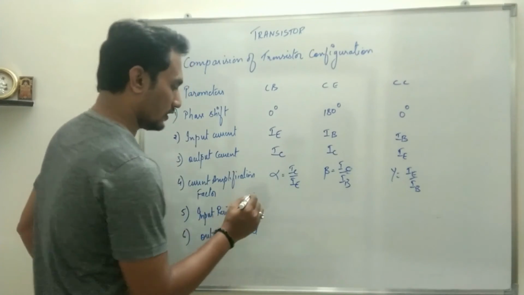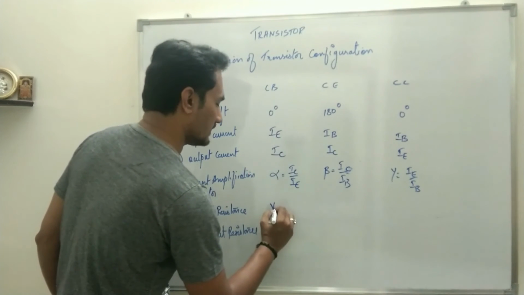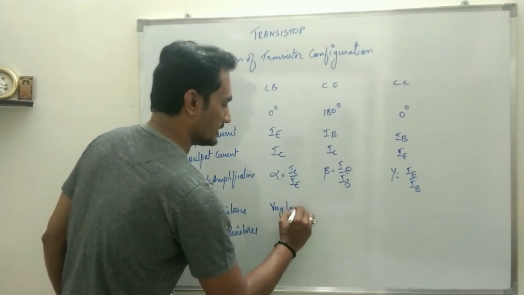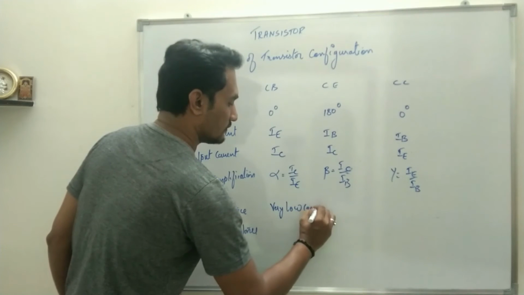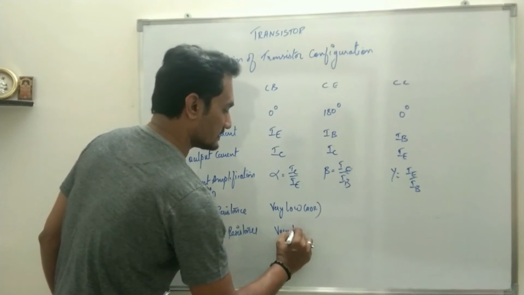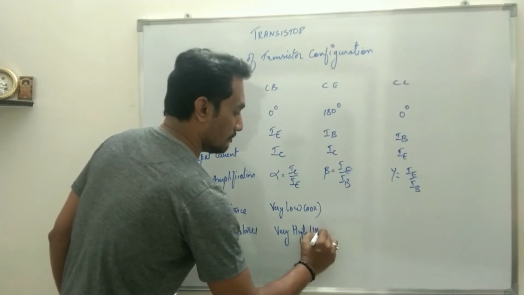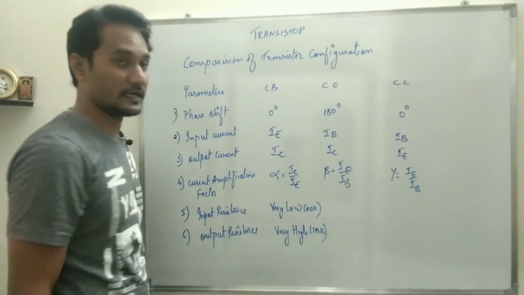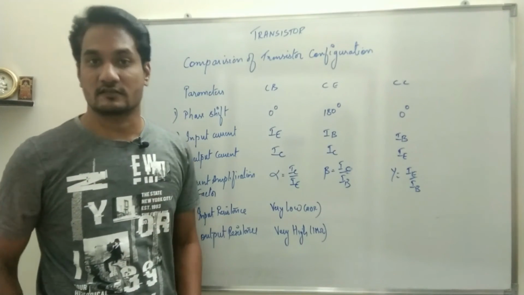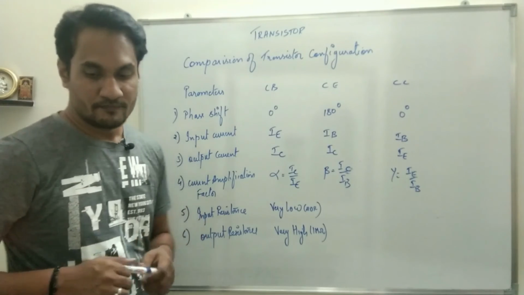Okay, so for common base configuration, input resistance is very low in the range of 20 ohms, and output resistance is very high in the range of 1 meg ohm. 1 meg ohm is 1 into 10 to the power 6 ohms. So that value will be very, very large.